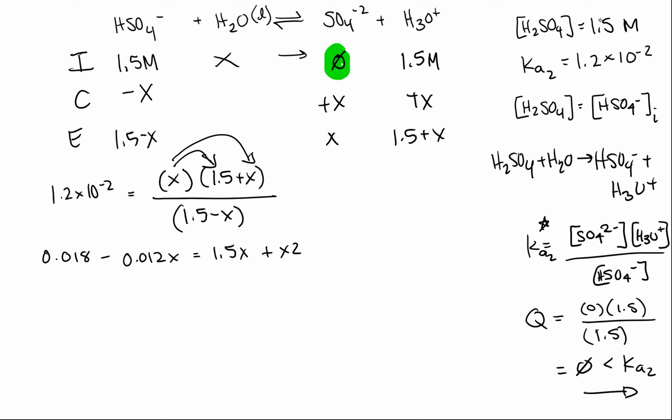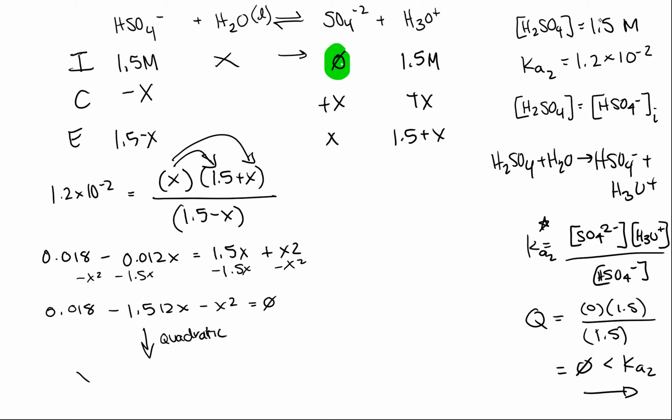And so I'm going to subtract X squared and subtract 1.5X from both sides. And I'm going to get an expression that looks like 0.018 minus 1.512X minus X squared will equal 0. So if I plug this into my quadratic expression, I'm going to get solutions for X equal to negative 1.524, which doesn't make any sense, or 0.012, which does make sense. So that's my value of X.